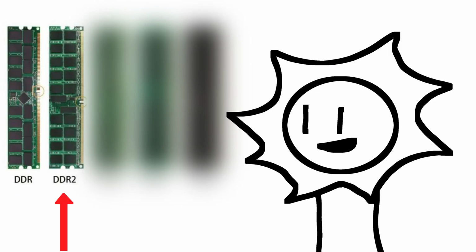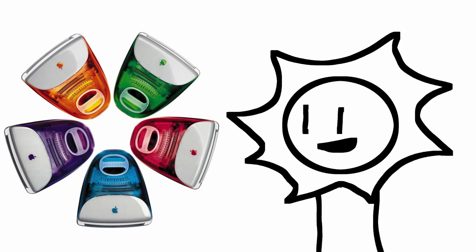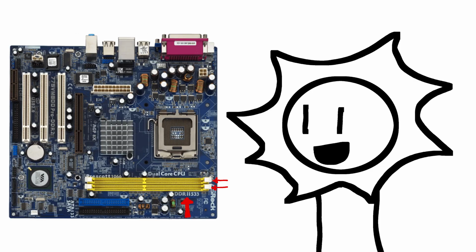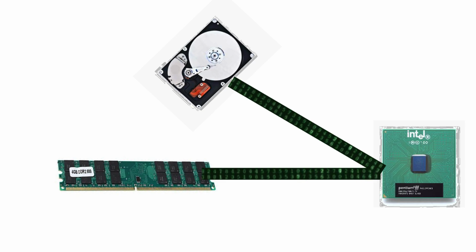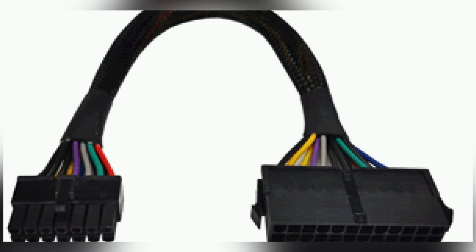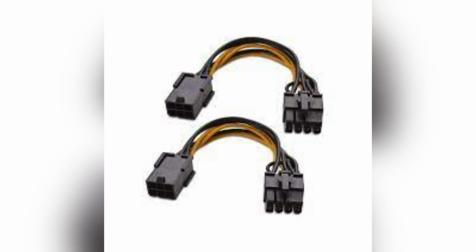DDR-SDRAM was succeeded by DDR2 in 2003, which increased the memory speed and reduced power consumption. DDR2 used a prefetch buffer, which allowed it to read the data in time and reduce the time required to access the data. DDR2 also used lower voltage compared to DDR-SDRAM, which reduced power consumption.